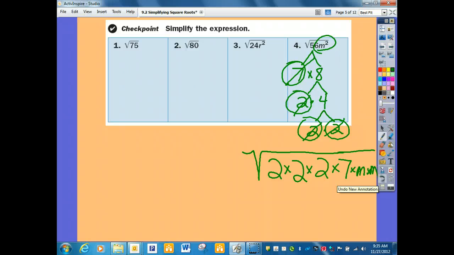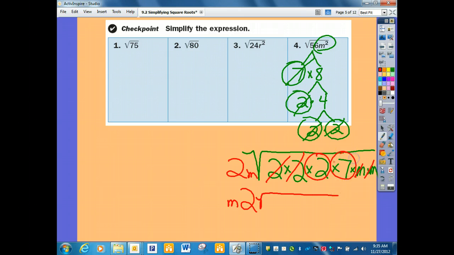Hey, what breaks out of jail? A 2 and an m. Can I write this m2 times the square root of what's left inside here? 14, because you multiply what's left. Can I write this m2 like that?